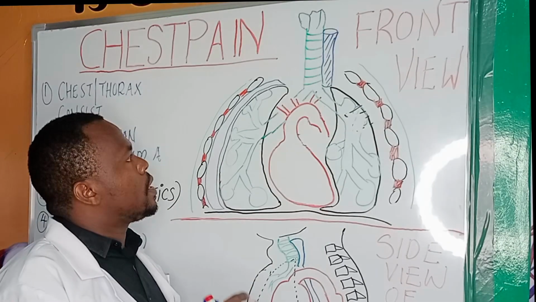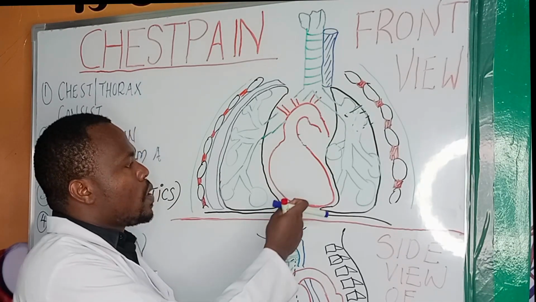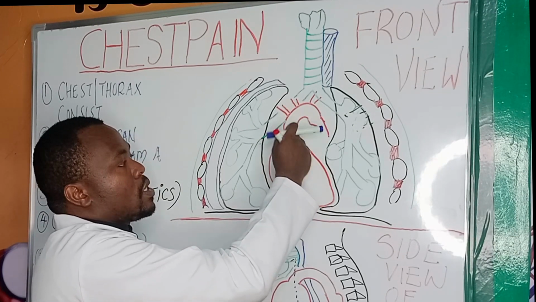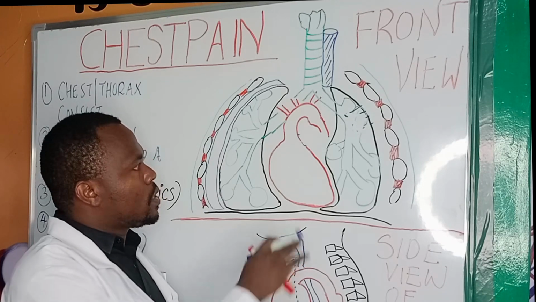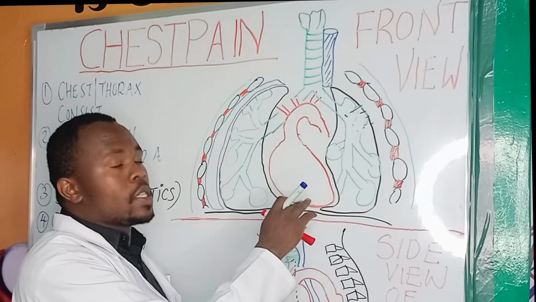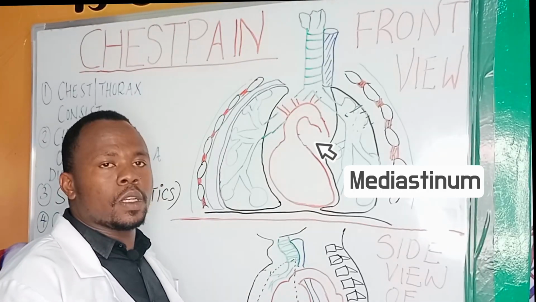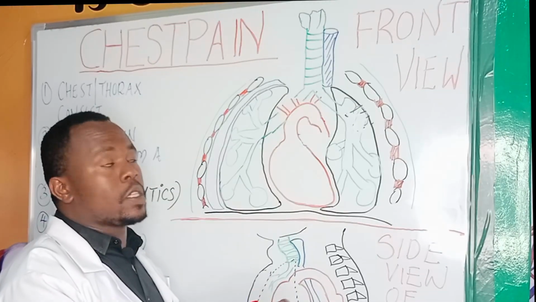Then we have other structures that are in between the lungs. In between the lungs, we have the heart. We have the blood vessels that arise from the heart. Then we have this space, the space that the heart occupies, which is called the mediastinum. The mediastinum is divided into the upper mediastinum and the lower mediastinum.